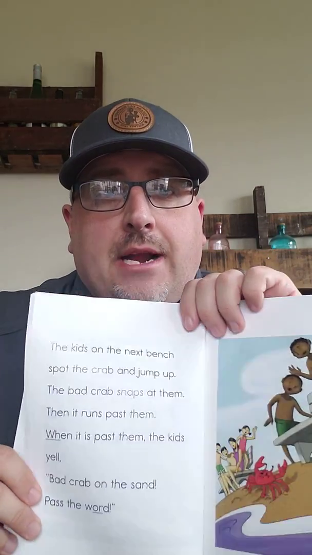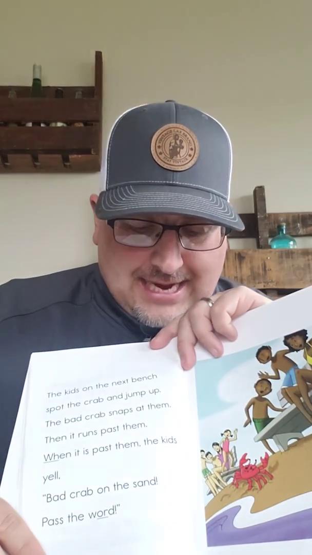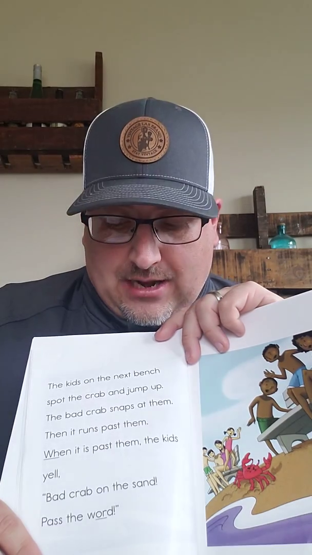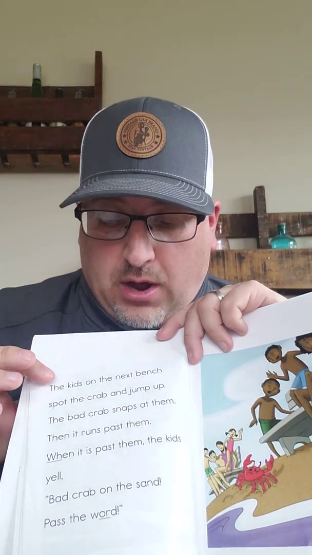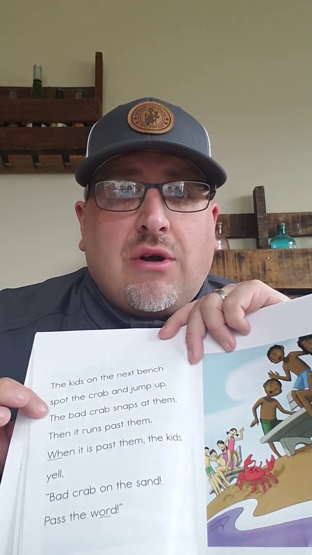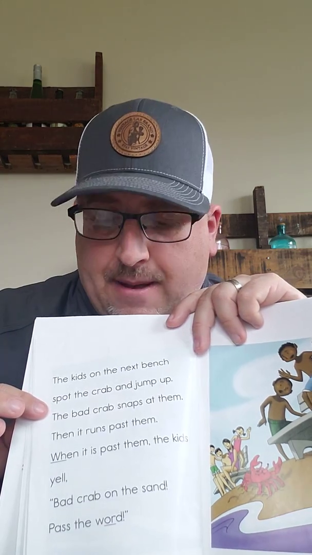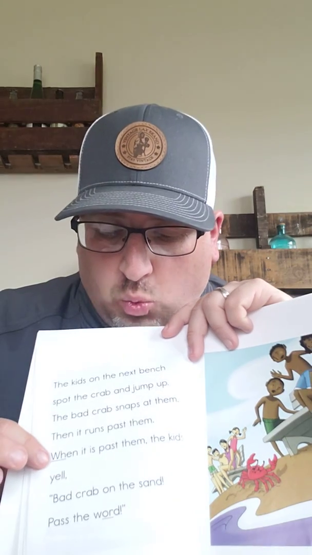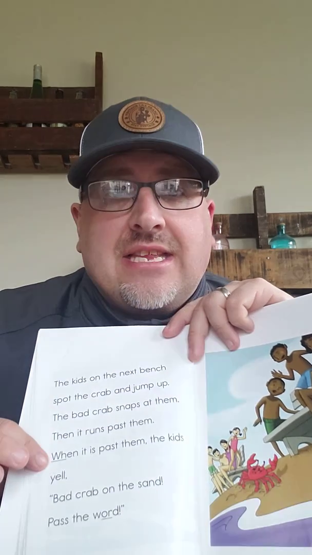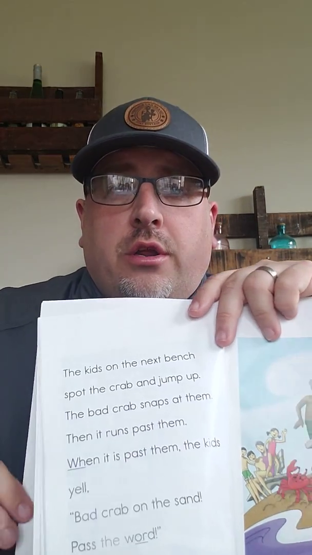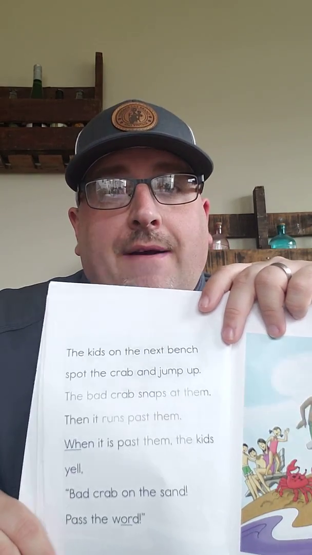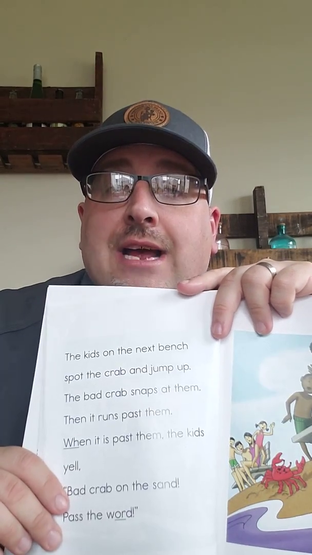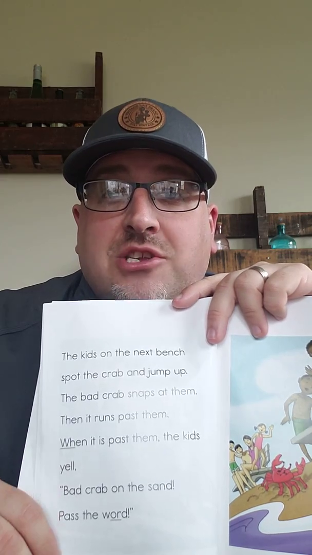There he is. There's the bad crab. The kids on the next bench spot the crab and jump up. The bad crab snaps at them. Then it runs past them. When it's past them, the kids yell, "Bad crab on the sand! Pass the word!" That crab's going after another family, so they're yelling down the beach, "Bad crab, pass the word!"